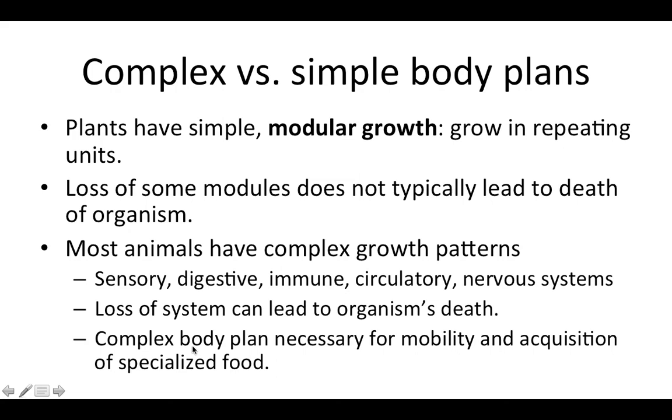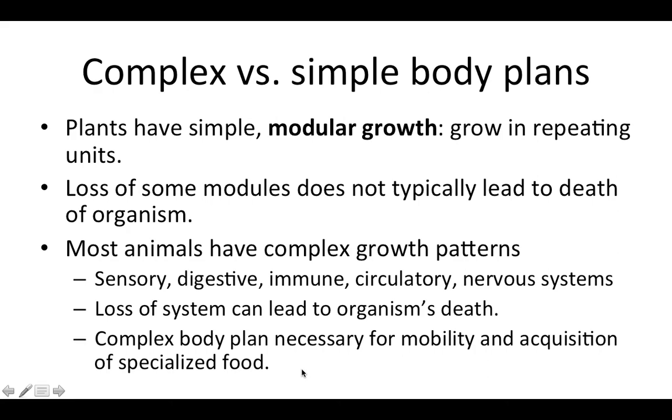There are advantages, though, to having a complex body plan. So the complexity of animals allows us to do things like move around. That's something that plants can only do very, very slowly as they grow, but they can't move around without growth. An animal, in contrast, if you want some food, you could just go over to the refrigerator to get it. The complex body system is also going to allow us to acquire specialized food. So we use our eyes, we use our muscles, we use other senses, for example, when we're acquiring food, and then we digest that food in our digestive system.